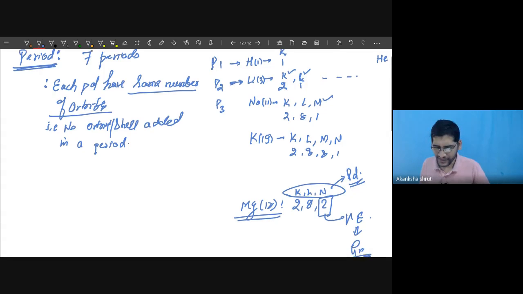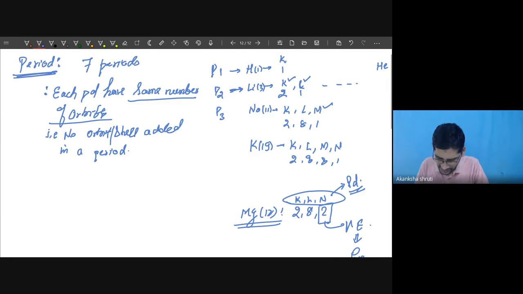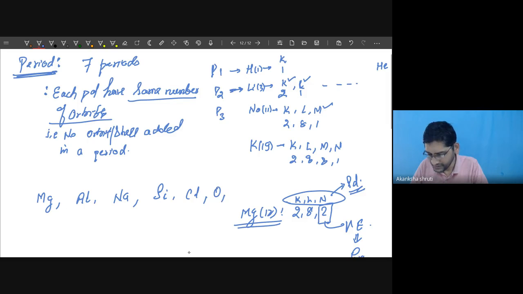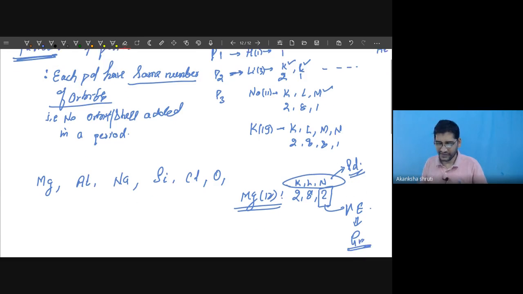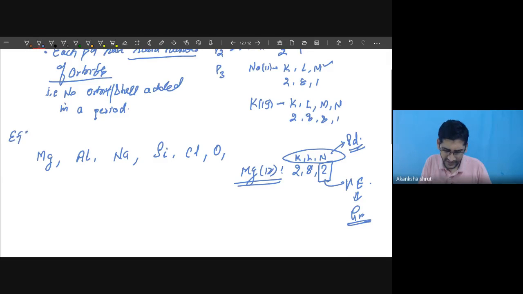So once again, let us understand. Students, if we consider magnesium, aluminium, even sodium, even silicon, even chlorine. And let us take one more, oxygen and sodium. Sodium we had already taken. Understand this. We want to understand which of these belong to the same period, and then also in the group, which belong to the same group.